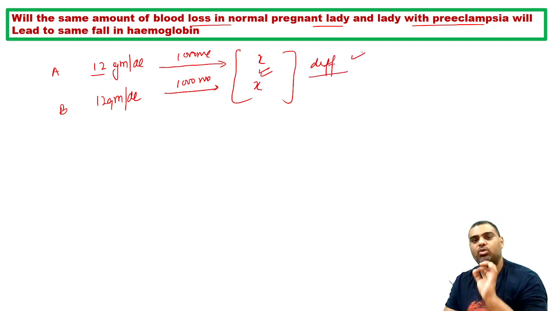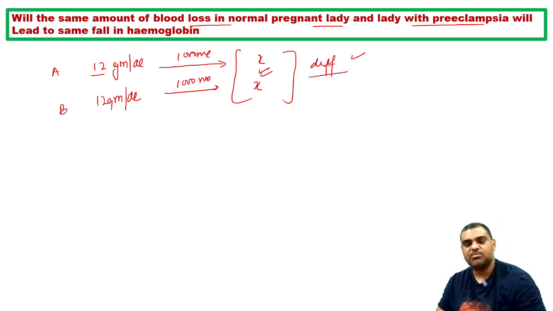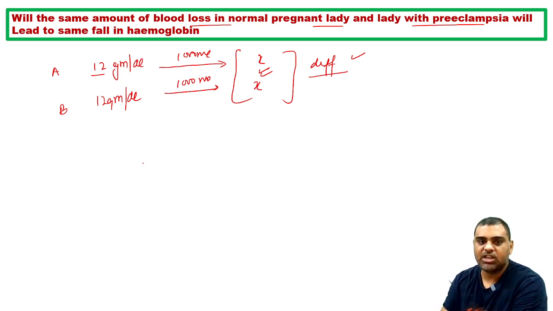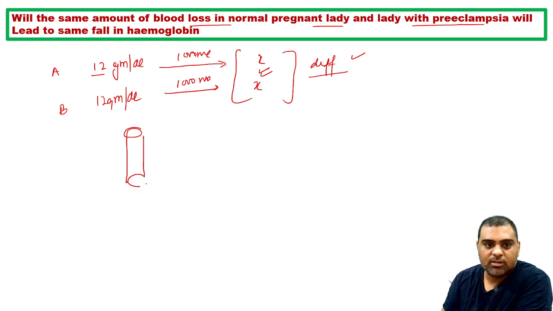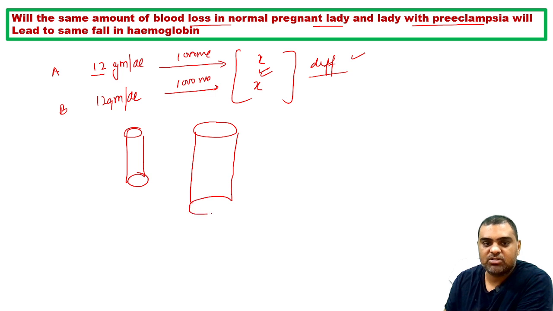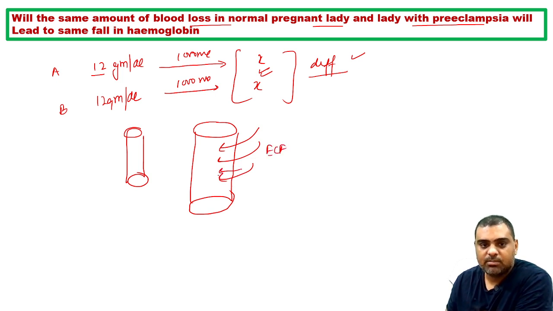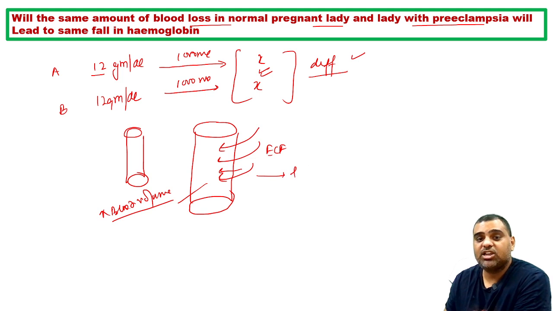Why? Because I have told you that in cases of preeclampsia there will be increased capillary leakage. Now what happens in a normal pregnancy? The blood vessel is dilated because of the progesterone, peripheral vascular resistance is decreased, and more extracellular fluid comes inside the blood. So there is increased blood volume. This is what happens in normal pregnancy. So there is hemodilution.